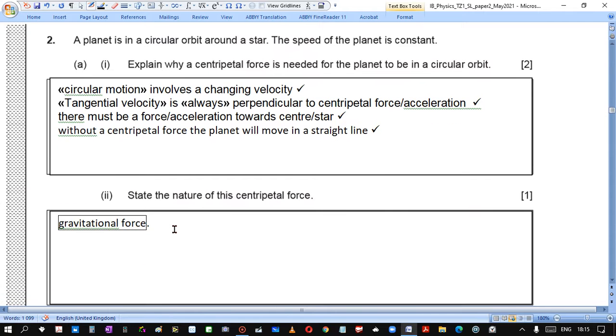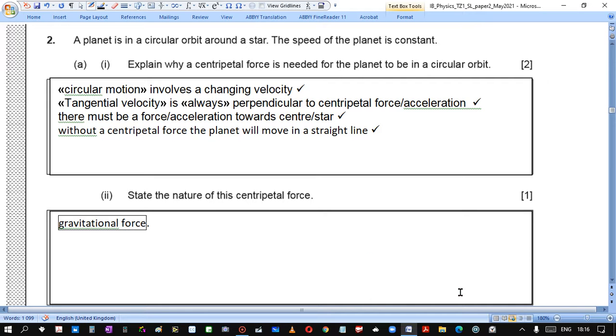Question 2. A planet is in a circular orbit around the star. The speed of the planet is constant. Explain why a centripetal force is needed for the planet to be in circular orbit. So I copied answers from the mark scheme. When an object is moving in a circle, the force should be at 90 degrees to the velocity all the time, not to change the speed, but to change the direction.